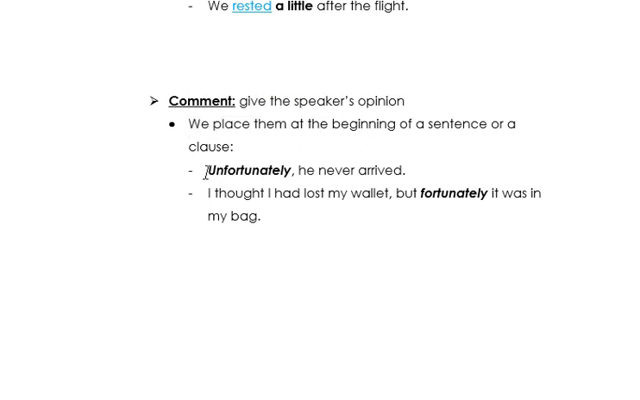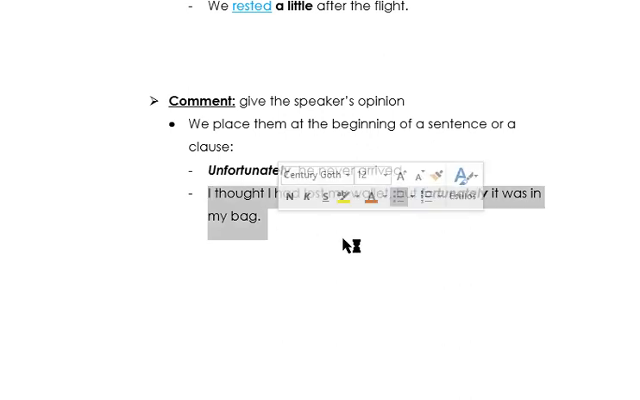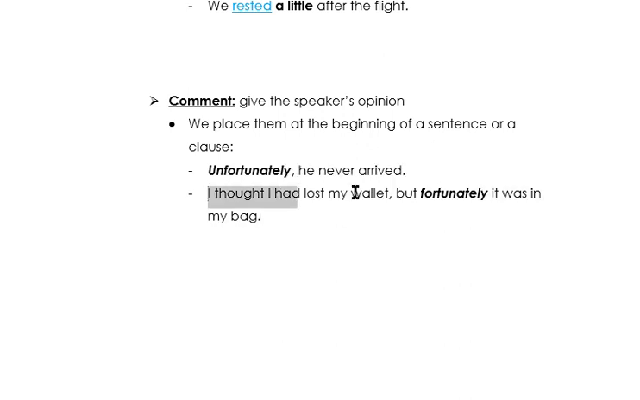For example, unfortunately, he never arrived. At the very beginning. Followed by a comma, in this case. I thought I had lost my wallet, but fortunately it was in my bag. ¿Sí? Acá tenemos una oración formada por dos clauses. ¿Sí? One clause and the other clause. Fortunately, the adverb of comment goes at the very beginning. Va al principio. Okay?